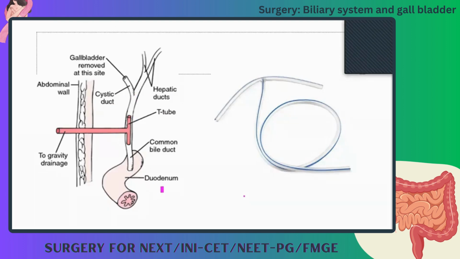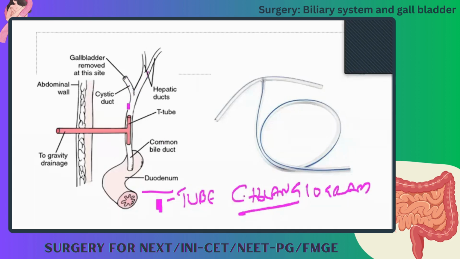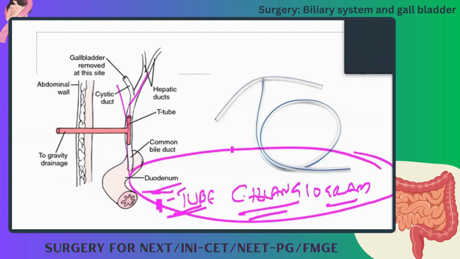In the same way, remember, it is a T-tube cholangiogram. We are studying the ducts here. Via the T-tube, we are giving the dye, so it is known as a T-tube cholangiogram. Clear, sir. So this T-tube we have to remember. Only two tubes: Riles tube I will show you next, and this is the T-tube.